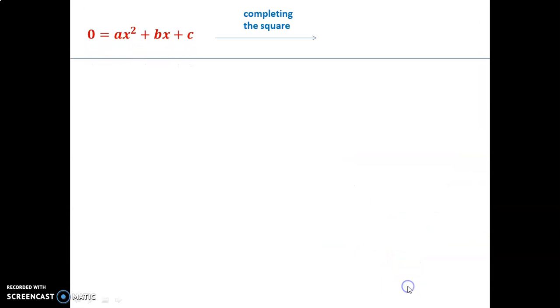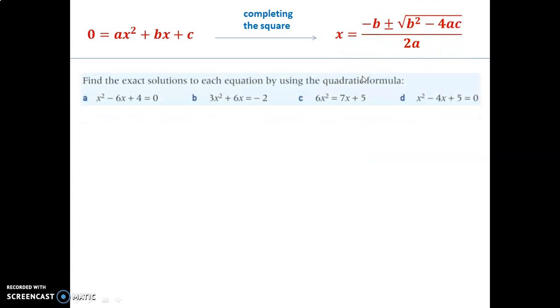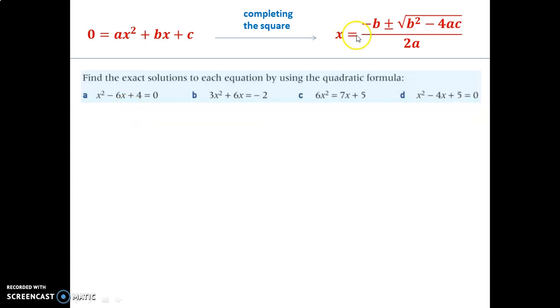Okay, so we have a quadratic, we can complete the square, we get this formula. So let's try it. Try A. Use the quadratic formula. So now don't worry about factoring, don't worry about completing the square. Let's focus only on the formula. Try to use the quadratic formula to solve this one. What solutions do you get?